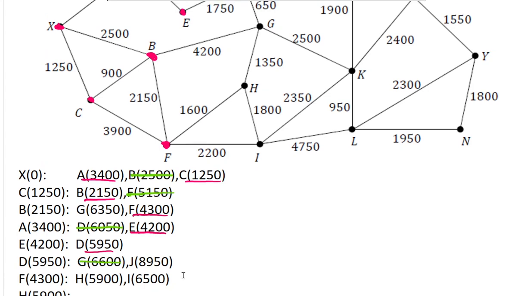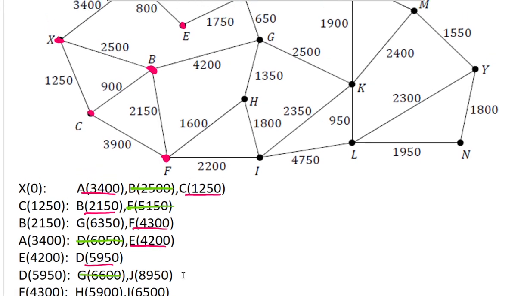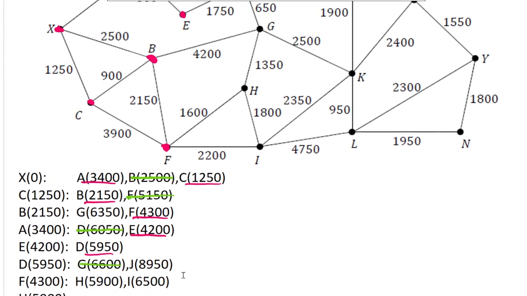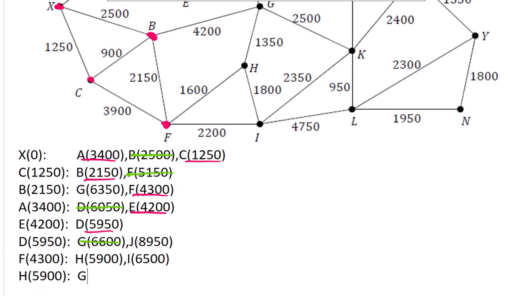And where does that go? That goes up to G, and it goes up to, or down to I. So G, so 5900 and 1350 is 7250. And I is 1800, and that is 7700.